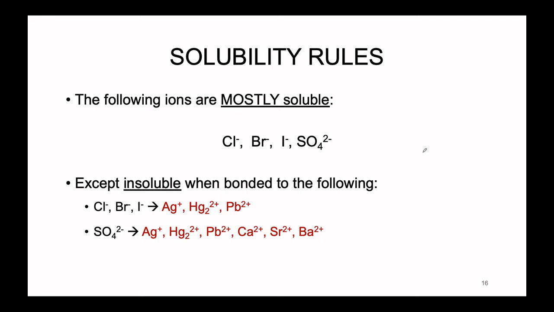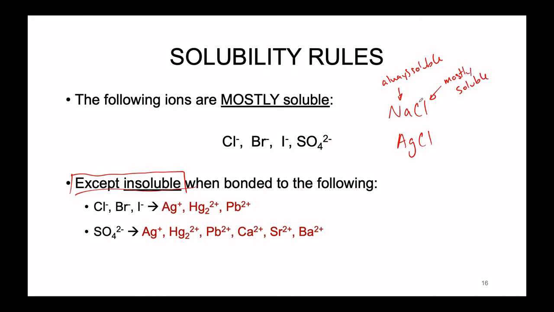In addition, the following 4 ions will also be soluble, provided that they are not bonded to the ions in red below. If the ions are coupled with the things in red, these cations in red, they will make exceptional insoluble compounds. So for example, if we were observing sodium chloride versus silver chloride, sodium is one of those always soluble ions. Chlorine is one of those mostly soluble ions, and so we would assume that sodium chloride is going to dissolve. Silver chloride, on the other hand, we don't really know what's up with silver.